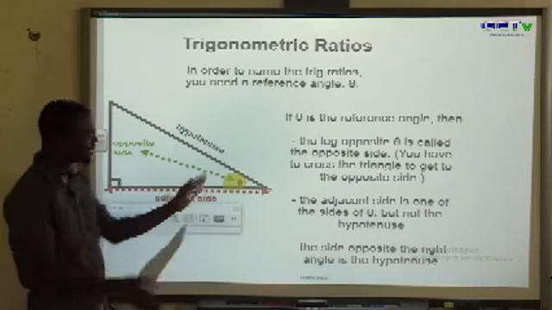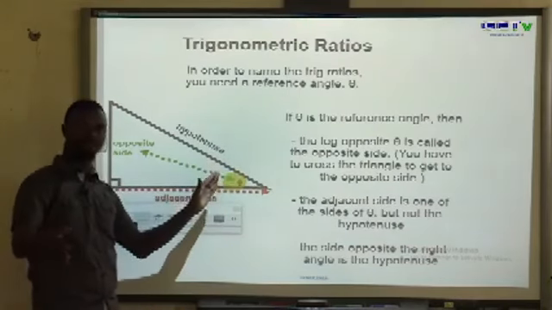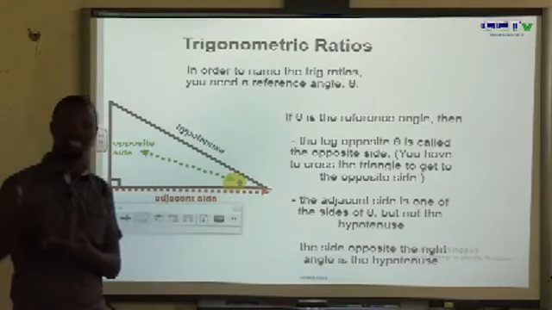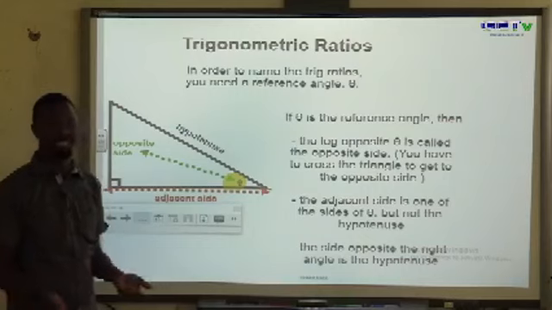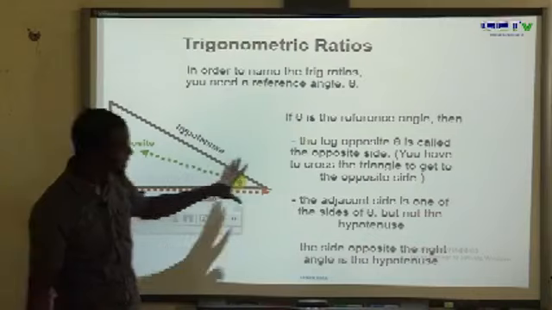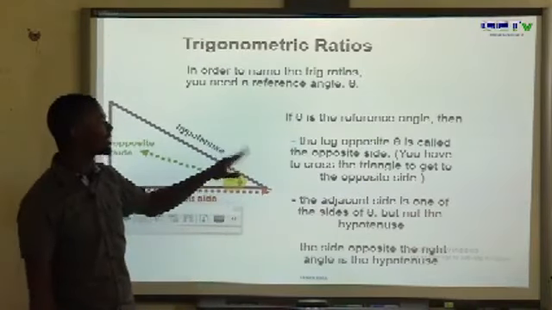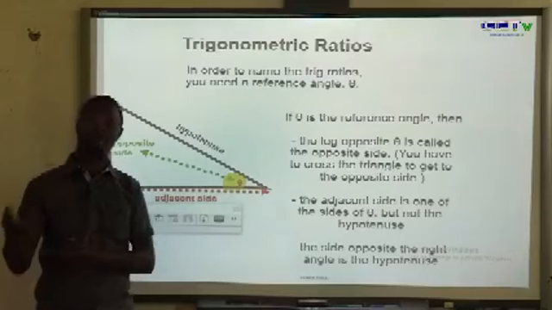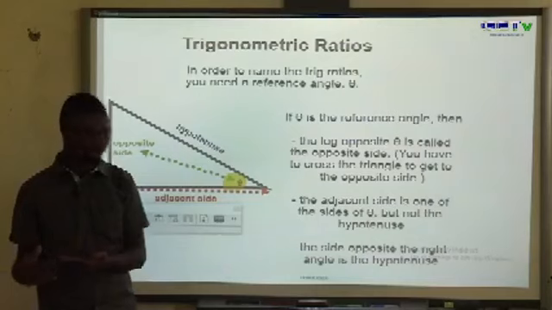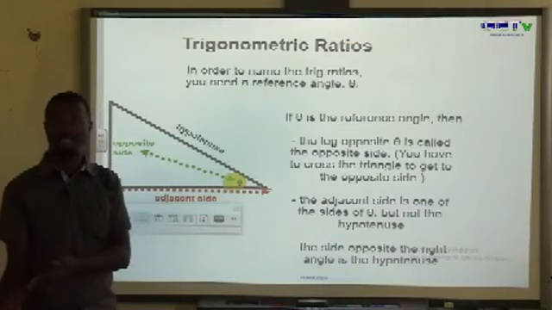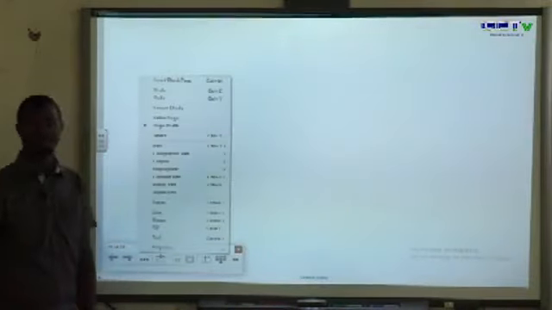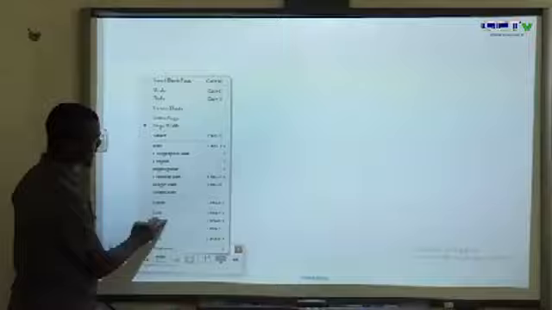If you label your theta at one corner of the triangle apart from the right angle, the side opposite that theta is the opposite, and the third side becomes the adjacent of the angle. Now that is what is explained. The leg opposite the theta is called the opposite. The other side becomes the adjacent. Now let's consider this diagram. We have another right angle triangle.